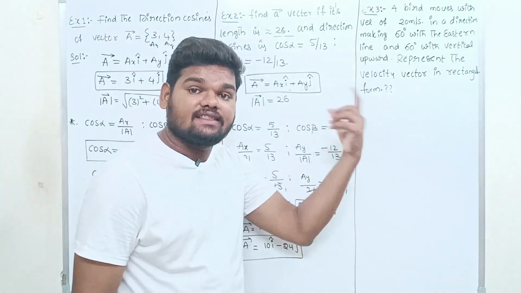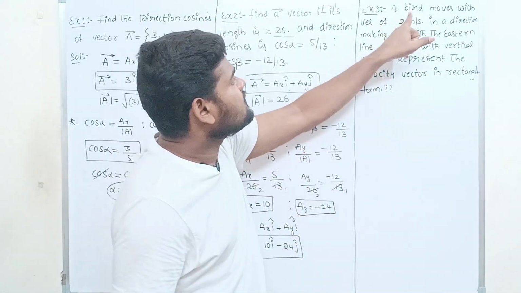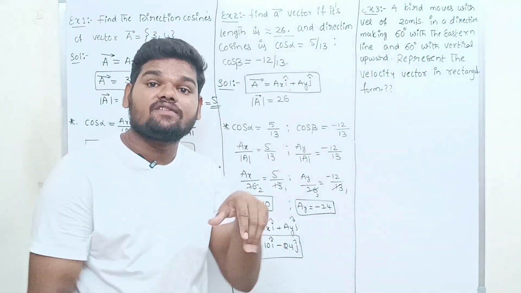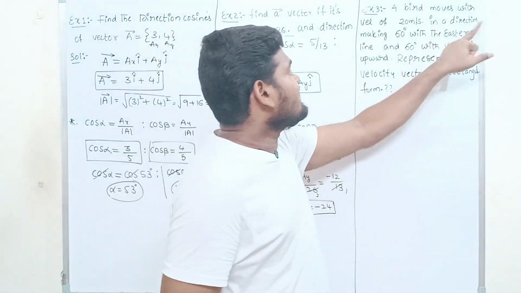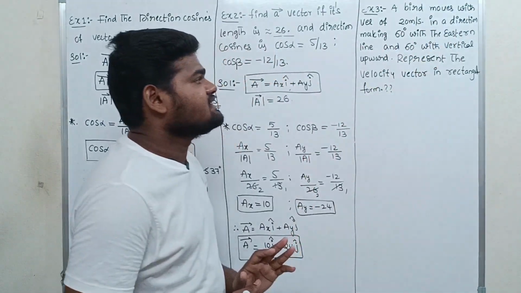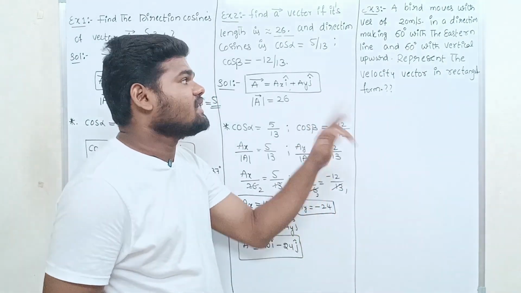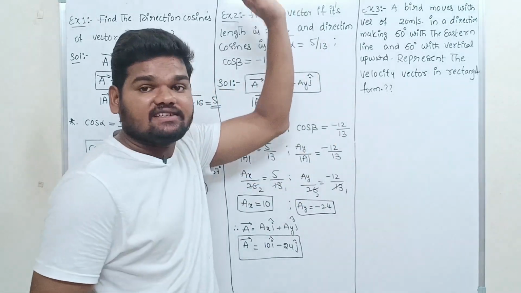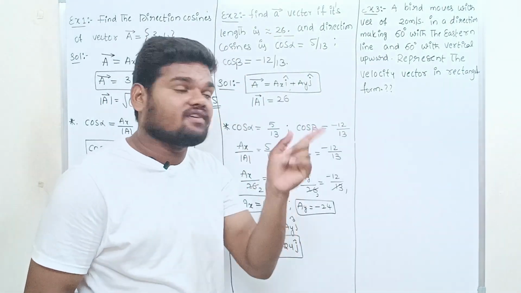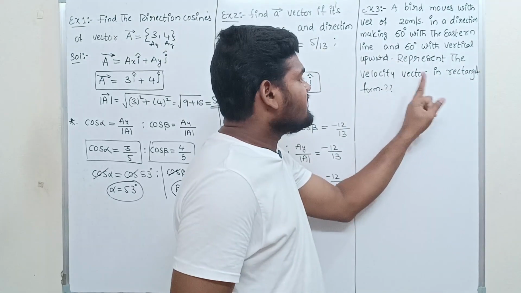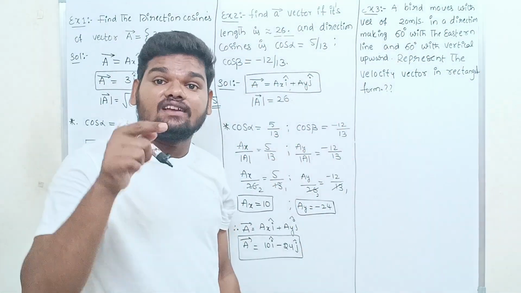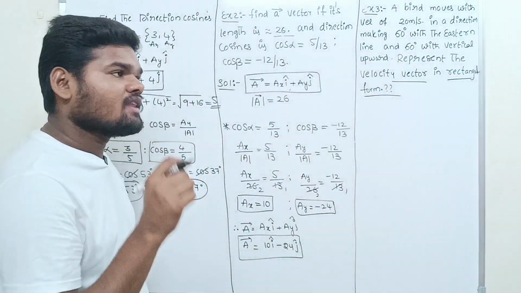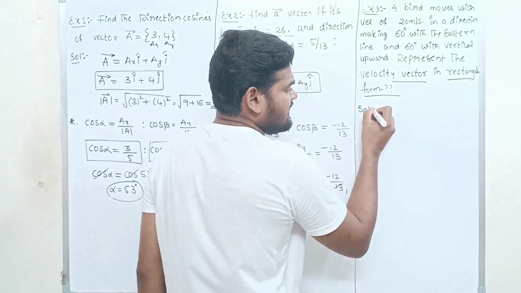Right. Have a look. The third example they are given. A bird moves with a velocity of 20 meter per second in a direction making 60 degrees with the eastern direction, and 60 degrees with the vertical upward direction. Represent the velocity vector in rectangular form. What is the meaning of velocity vector in rectangular form?